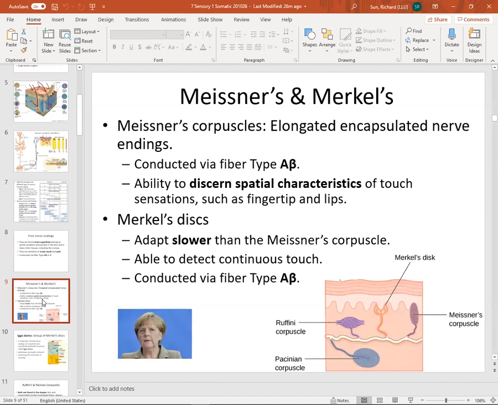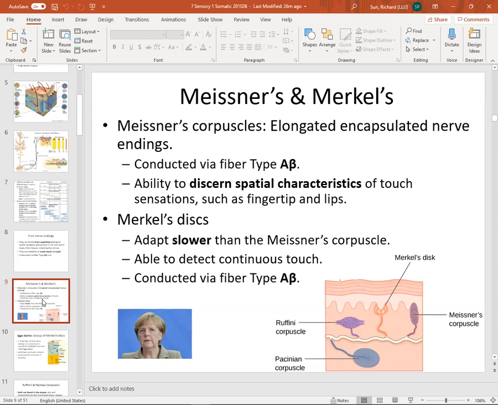All right, following that we have these two M's, Meissner's and the Merkel's. These two are located at relatively the same level of depth in the skin, so they see very similar penetration of pressure from the skin. So why do we need two? It's because one has fast adaptation, the other one has slow adaptation. So that's the reason for these two.